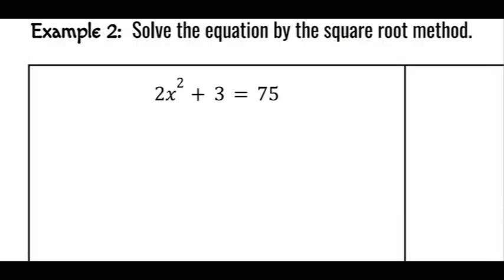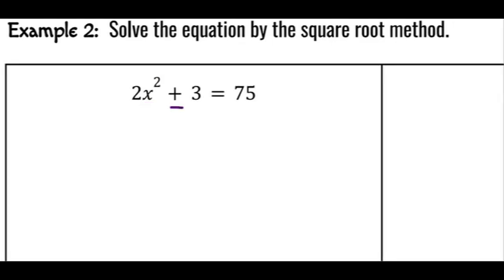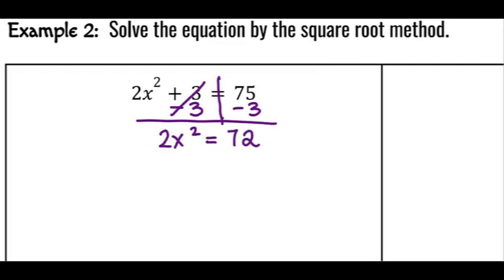Okay, so like it said in those steps above, we want to isolate this x squared before I take the square root of both sides. My first step would be to subtract the 3 from both sides of the equals. Those cancel, so I'm left with 2x squared on the left side and 72 on the right side. Now remember, I'm trying to get that x squared all by itself, so right now it's being multiplied by 2. To undo the multiplication, we use division, so I'll divide both sides. Those cancel, and I'm left with x squared equals 72 divided by 2, which is 36.